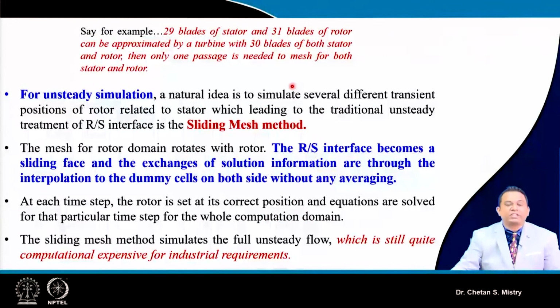Suppose we consider one example. Say we have 29 blades for the stator and 31 blades for the rotor. We can assume both to be 30, and based on that we set up the flow domain such that the exchange of data happens in a proper way. When we discuss case studies, we will discuss how my results change when we take this frozen rotor approach.